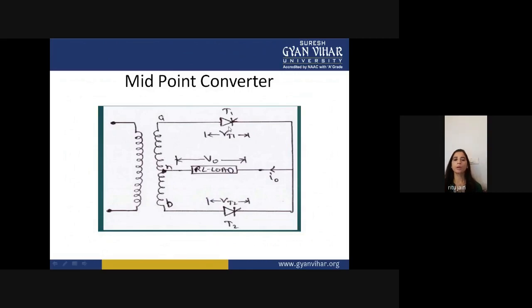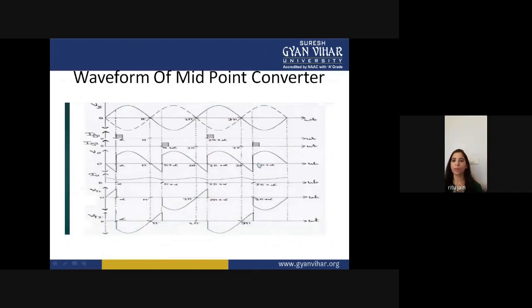And here you are using only two SCRs, which are your T1 and T2. And the load which you are using is your R load. And the output voltage which you are getting across this midpoint converter is your V0. And the current which is flowing through this converter is your I0. Okay. So let's come to the waveform of a midpoint converter.